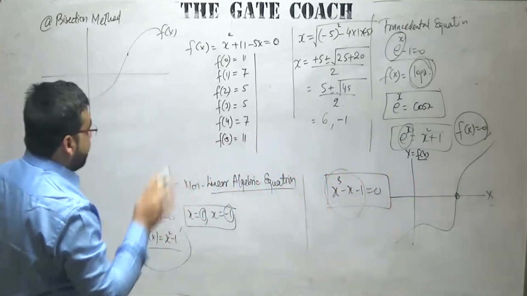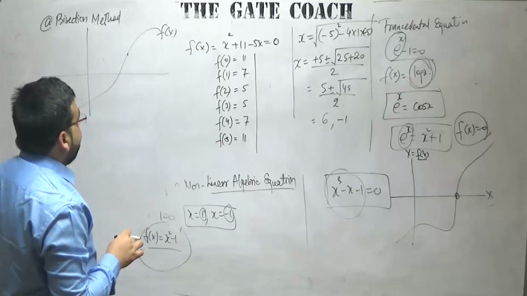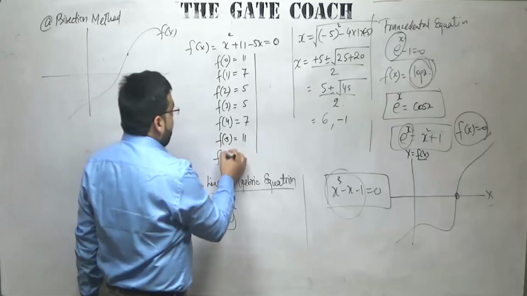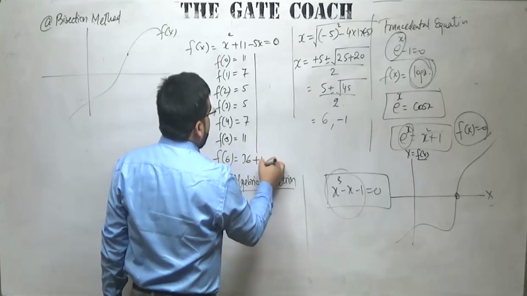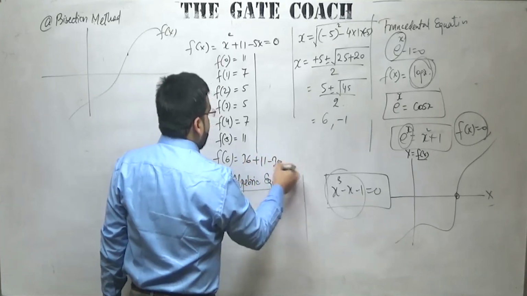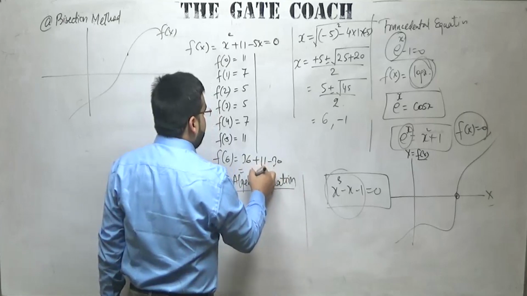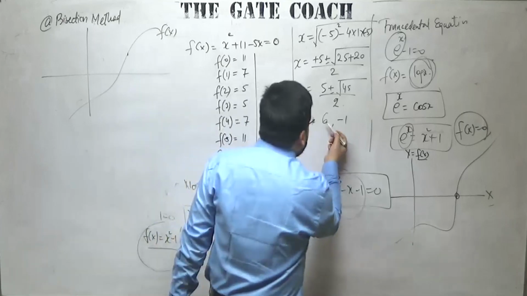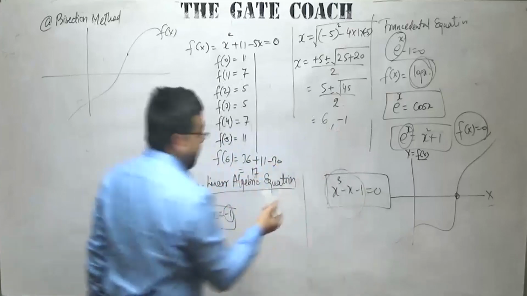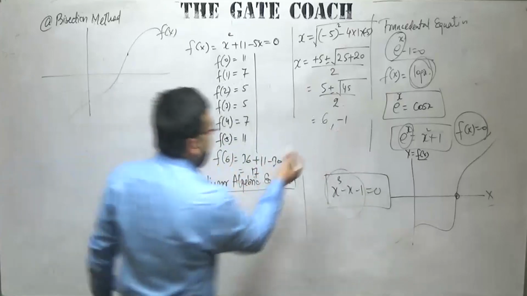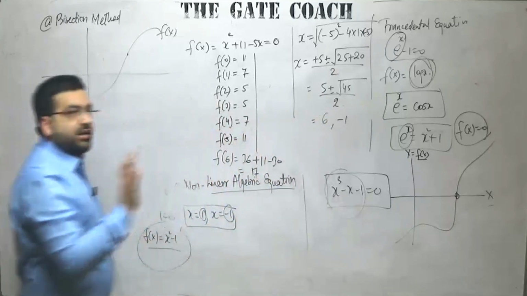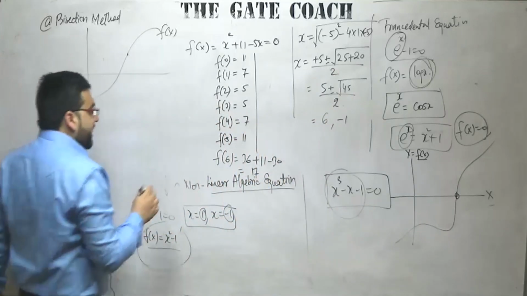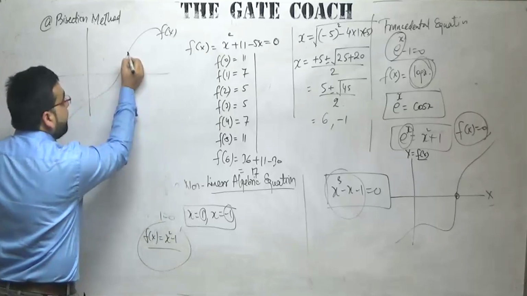It means that it lies somewhere near 6. f of 6 will be equal to 6 into 6, 36, plus 11 minus 30. It will be equal to 6 plus 11, that will be equal to 17, right? Near the value of 6, either it can be 5.9 or 5 point something. At a certain point, you will be getting this value.